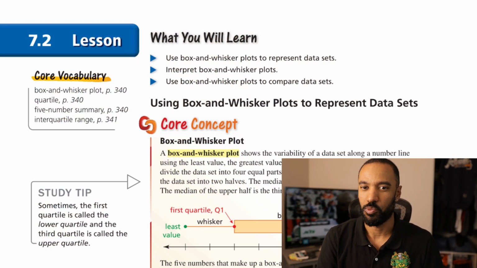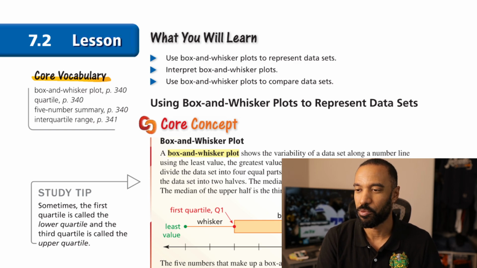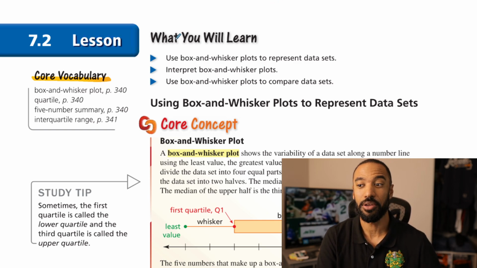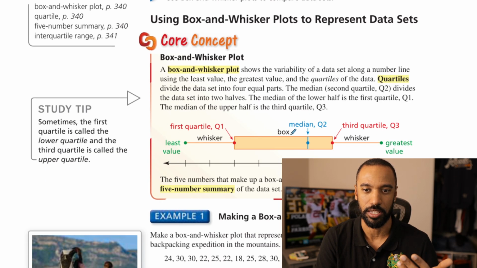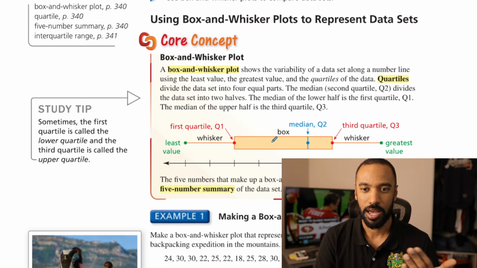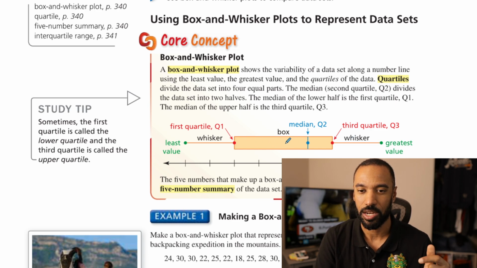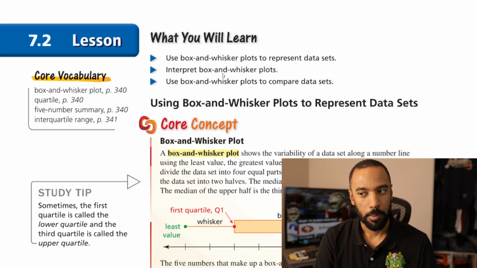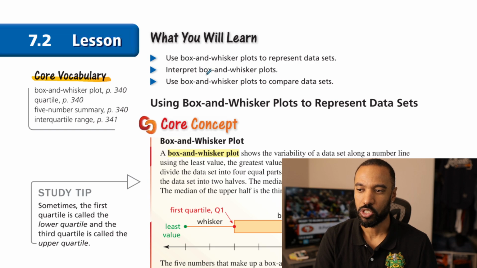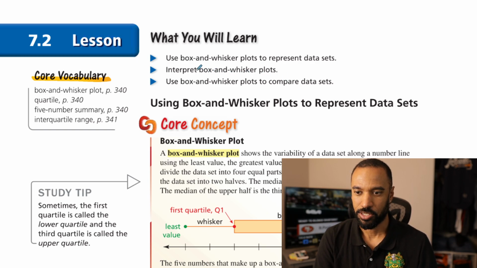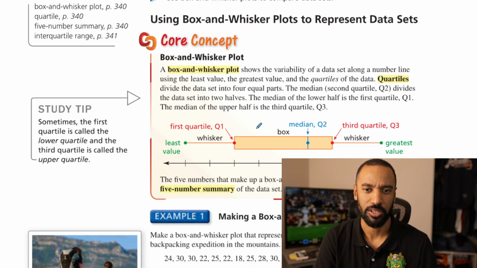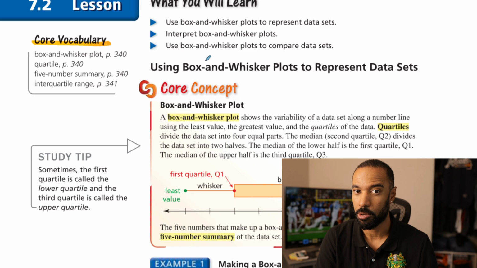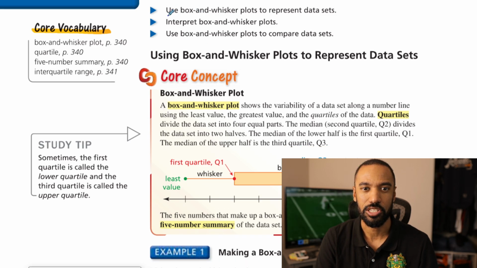We're going to use box and whisker plots to represent data sets. I know that sounds really funny, but here we can get a quick sneak peek of what they look like. This is what they look like right here, box and whisker. Interpret box and whisker plots and use them to compare data sets. We're probably going to draw some of our own, like these, so get ready to not just interpret them but also draw them.